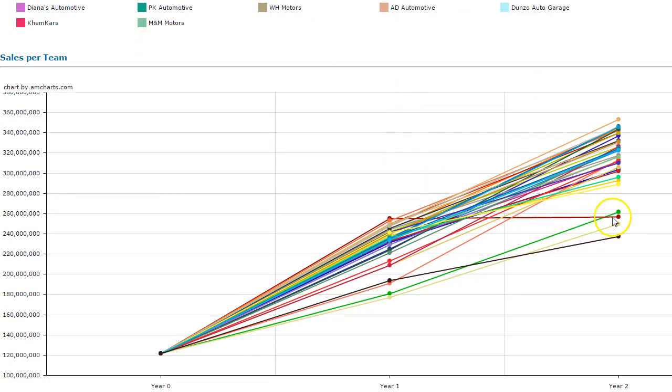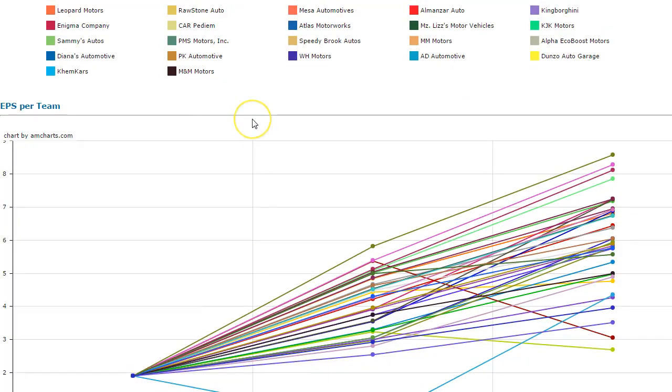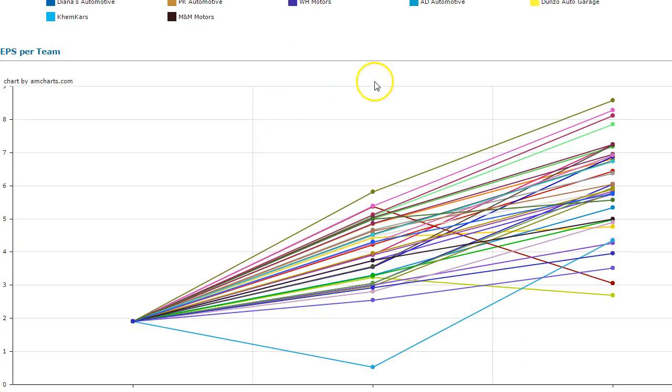Okay, sales per share. Some companies were flat, and all companies went up in sales. We have a new sales leader here at MM Motors, so that is good. And okay, so earnings per share, we have a drop in earnings per share for some companies. So you need to ask, why did my earnings per share go down? We had some companies here where the earnings per share went up.